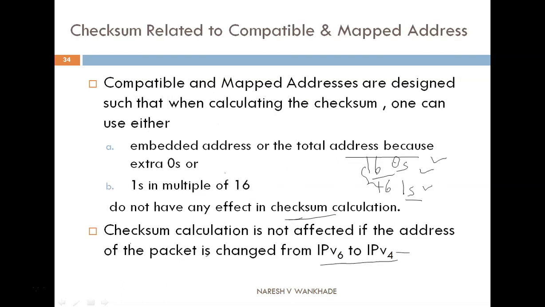So in the checksum related issue, compatible and mapped addresses are designed in such a way that they can use either the total address or the embedded address, and that embedded or total address has either extra zeros or extra ones, in a quantity of 16. This adding of zeros while converting an address from IPv4 to IPv6 doesn't affect the checksum calculation. So that is about the checksum related to compatible and mapped addresses. Thank you.